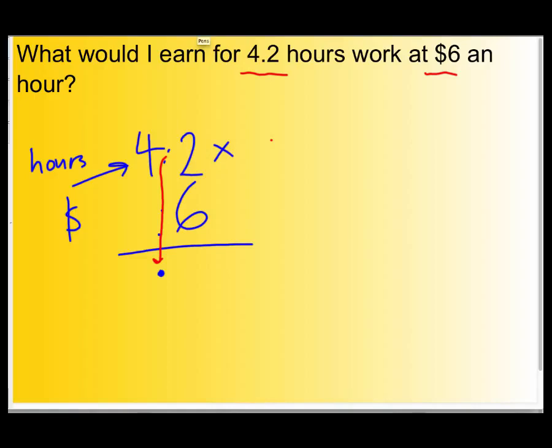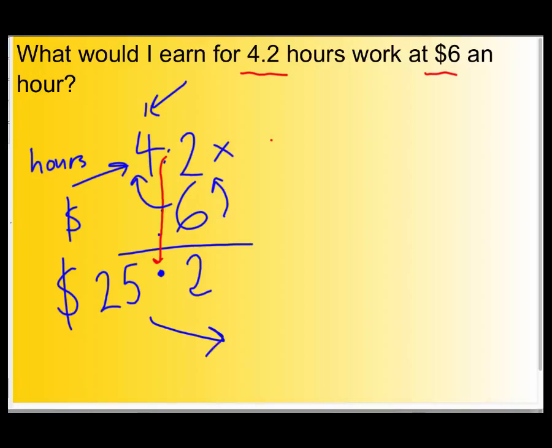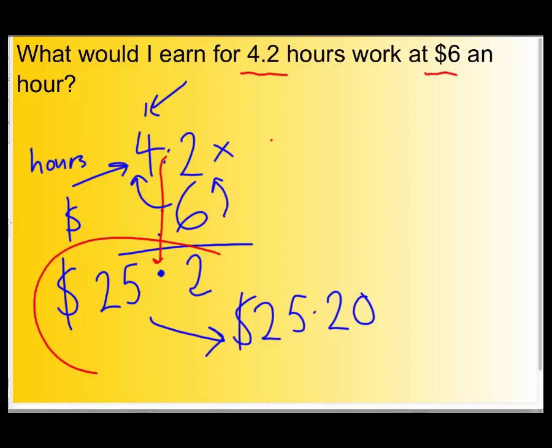And then it's just like a normal sum. 6 times 2 is 12, put down the 2, carry the 1. 6 times 4 is 24, add that 1, and I believe that would be 25. So it's really like saying $25.2, which if you've got a few brains you might understand is really $25.20. But you know what? If you actually said just $25.2, I would still give you a tick for that.